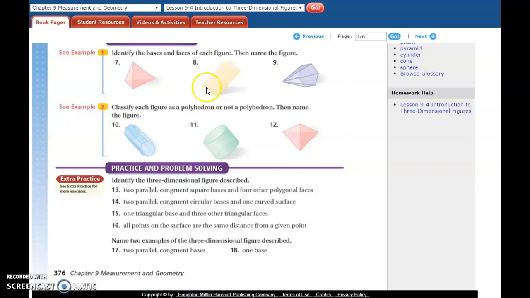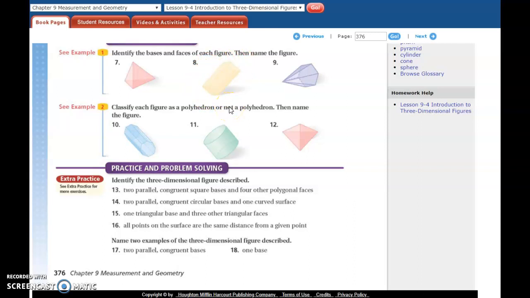So I didn't necessarily mark off because you put square here. The only reason I would mark off is if you put a square for the base but then called it a rectangular prism, it's wrong. So this is technically a rectangular prism, okay? So just be careful on that one.